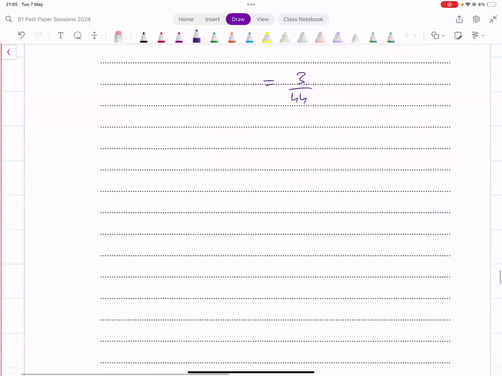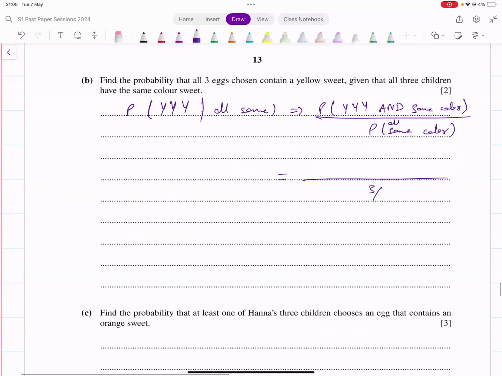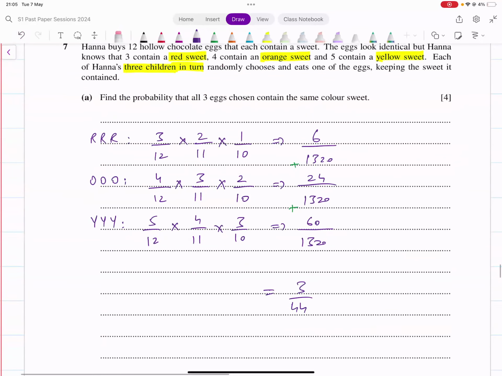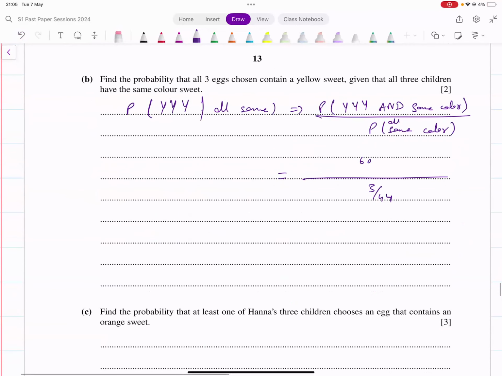We have found the probability of that already, 3 over 44 in the previous part. So that's your denominator here. Numerator is going to be the probability of getting all yellow. That was 60 out of 1320. That's your numerator here, 60 out of 1320. And that should give you the result.